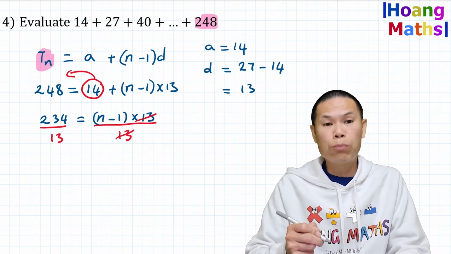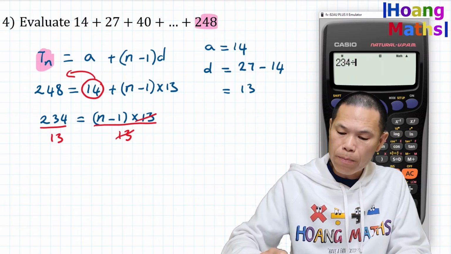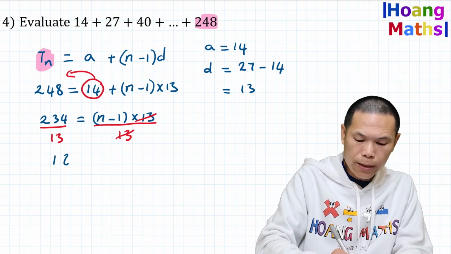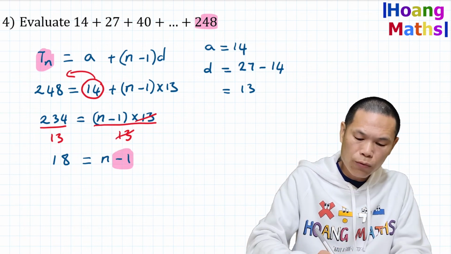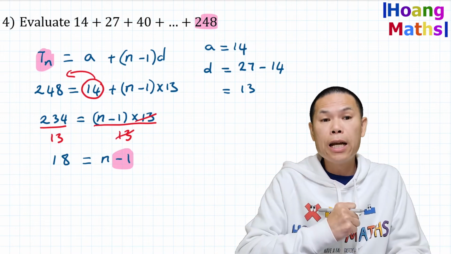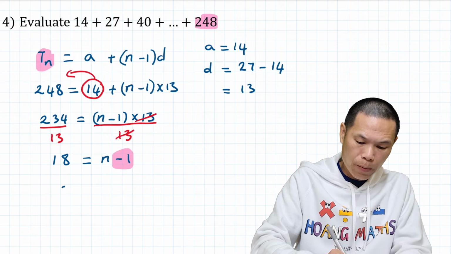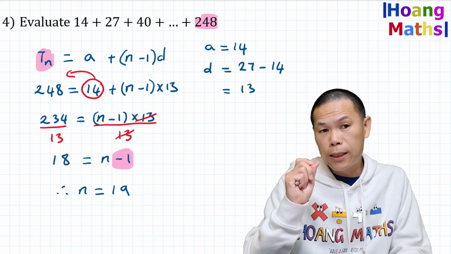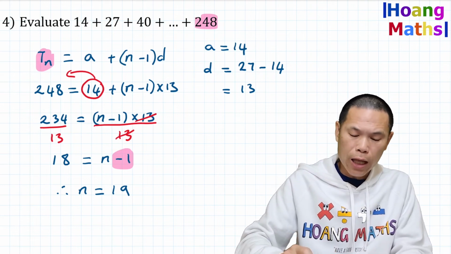On the calculator, 234 divided by 13 gives 18. So 18 is equal to n minus 1. I move the negative 1 to the other side and it becomes plus, so 18 plus 1 gives me 19. Therefore, n is 19. That is 19 terms altogether in this series, so I can add them up now.